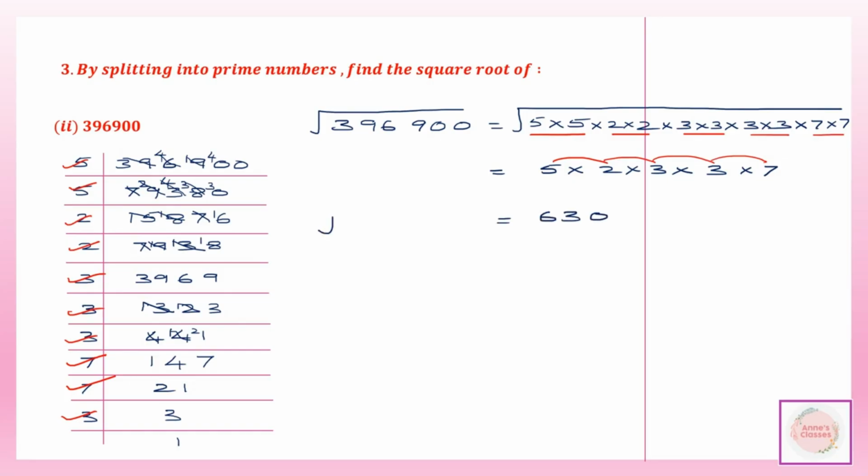630. So we have found the square root of 3,96,900 and the answer is 630.